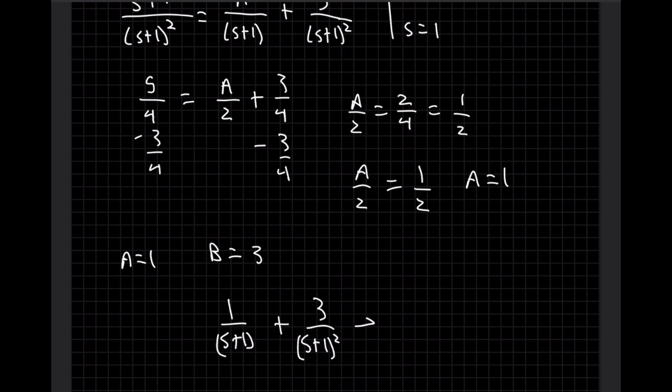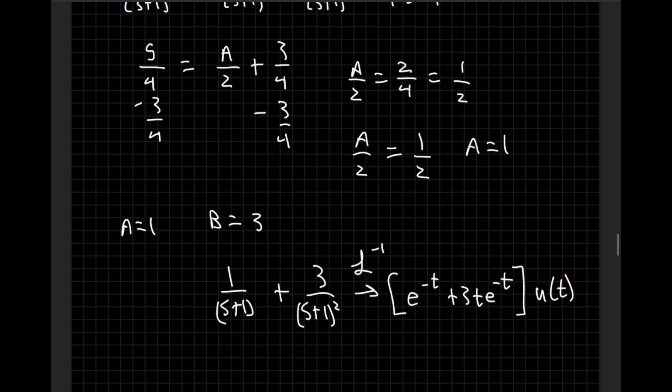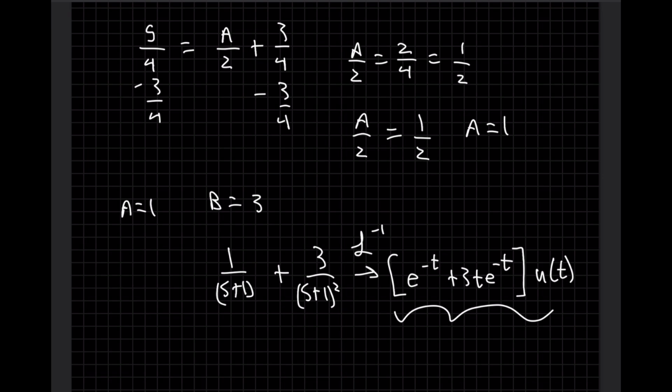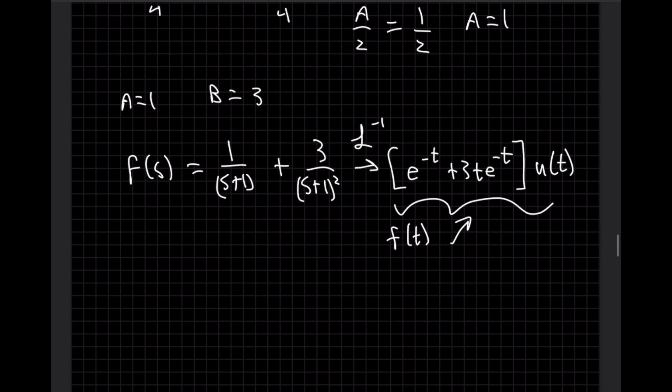And this is much easier to take a Laplace inverse on. We get the quantity e to the negative t plus 3t e to the negative t. And this is multiplied by the unit step function since the Laplace transform is one-sided. And that's our time domain answer. Say if our whole thing F of s was equal to this, then f of t would be equal to this.